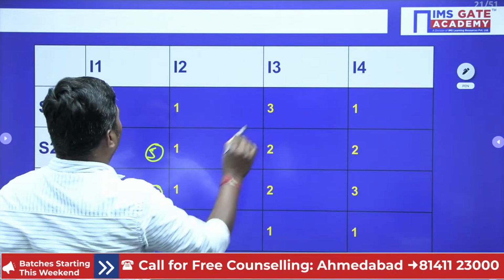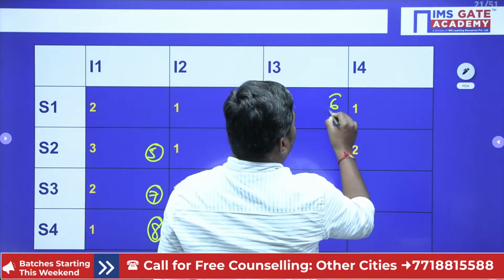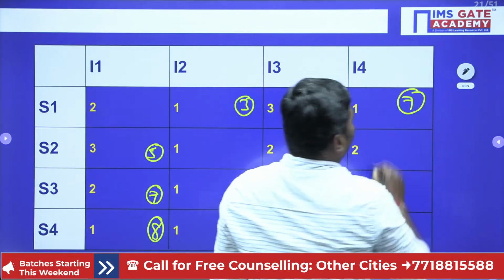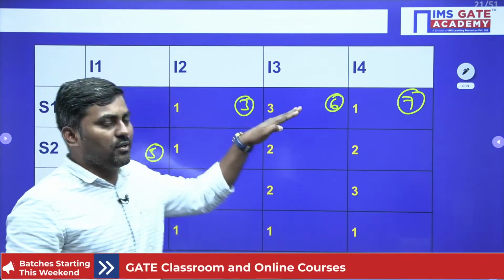Similarly update the row: 2 plus 1 is 3, 3 plus 3 is 6, 6 plus 1 is 7. So updating the row and column is easy. Add the values.